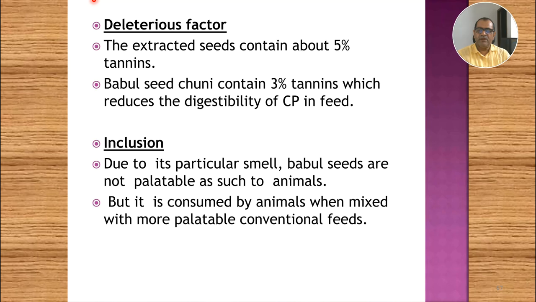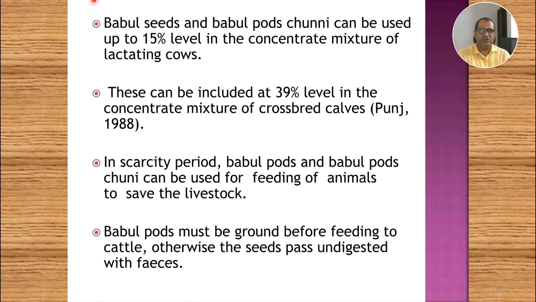So due to its peculiar smell, babul seeds are not palatable to the animals, but are consumed by the animal when mixed with more palatable conventional feeds. So the babul seeds can be used up to 15% in the concentrate mixture of lactating cows. But in the scarcity season only, this can be used for feeding the animal to save the livestock.